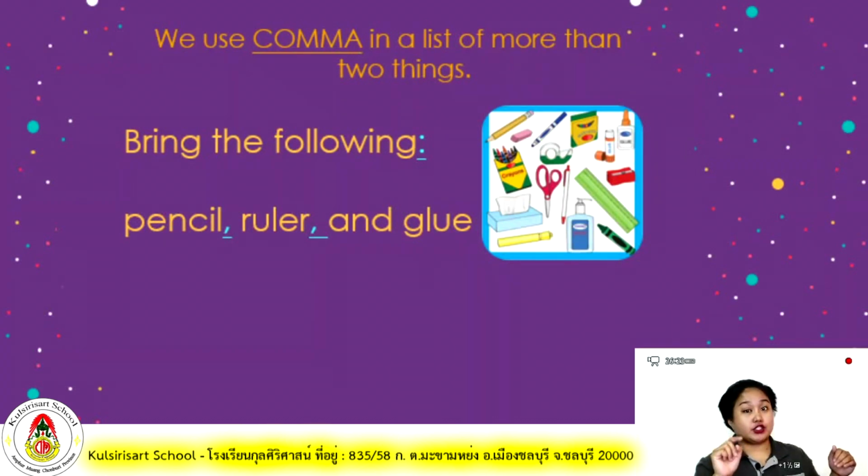And always remember, when reading a sentence that has a comma, we pause for a moment. For example, bring the following: pencil, ruler, and glue. Very good. We don't say, bring the following: pencil, ruler, and glue. No, we say, bring the following: pencil, ruler, and glue. Can you say it again?